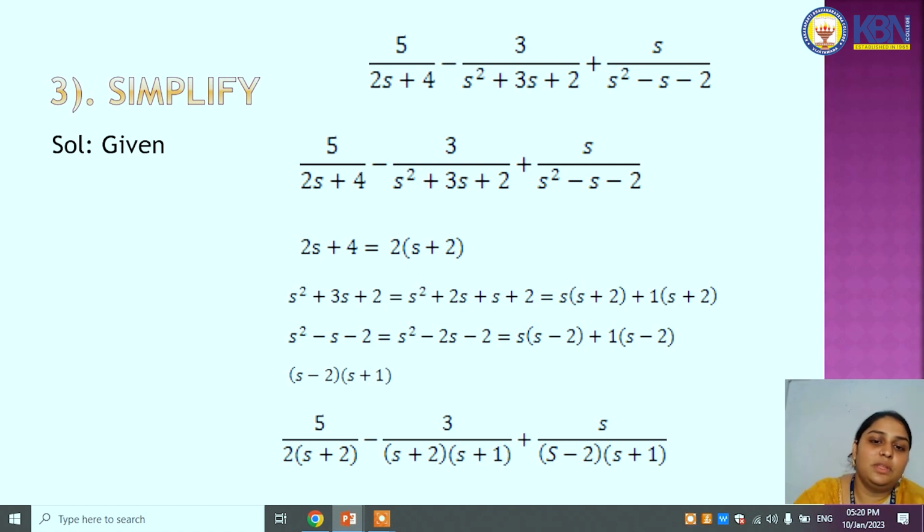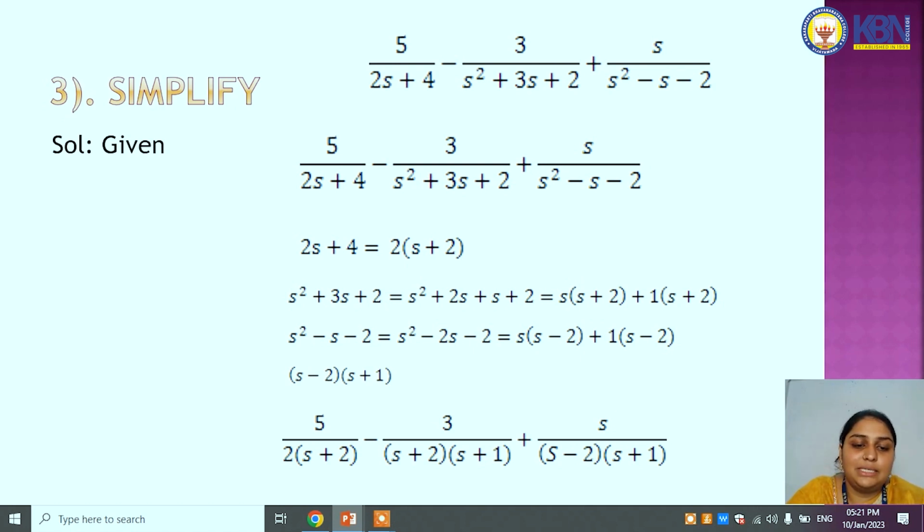In the second term, we have the denominator s square plus 3s plus 2. Now we have to factorize this algebraic expression. That is, s square plus 3s plus 2 can be written as s square plus 2s plus s plus 2. In the first two terms the common factor is s. Now removing that common factor, we get s plus 2. In the second two terms, that is s plus 2, the common factor is 1, then we get 1 into s plus 2. In both terms we have s plus 2 common, then we get s plus 2 into s plus 1.